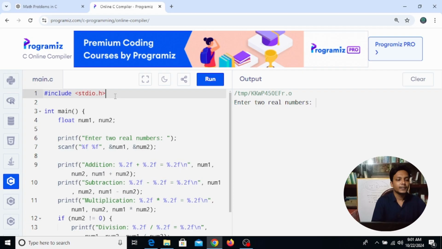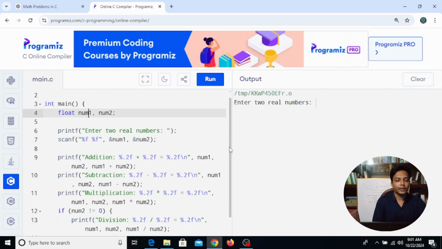Then we have a function int. Int means integer. Whatever is written inside this function, at the end it will return an integer value like 1, 2, 3, 4. I mean integer, right?